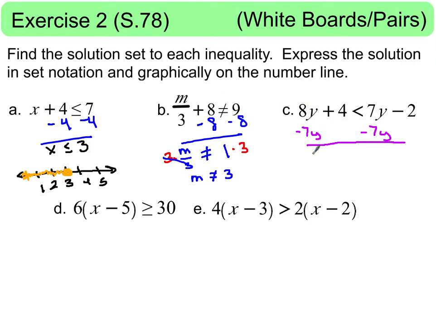So 8y minus 7y will equal 1y. So we have the plus 4, we have less than, and then negative 2. So at this point, I would subtract my 4 to the other side. And so y is less than negative 6.